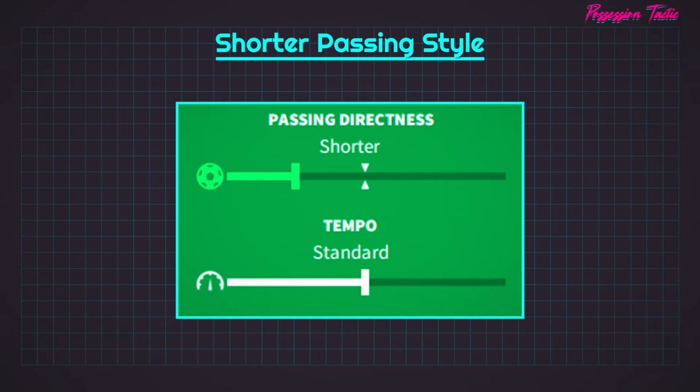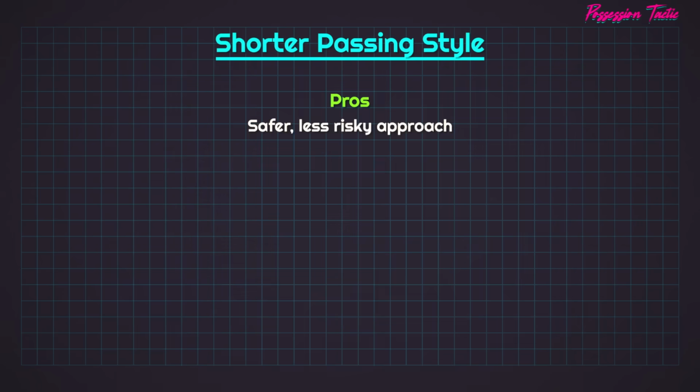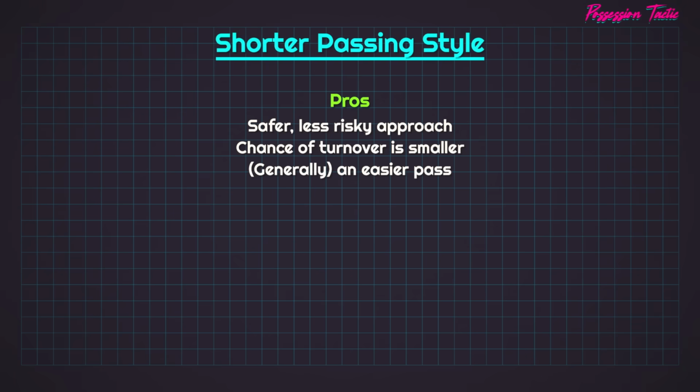A shorter passing style tells him to pass to the player closer to him, and then that player will then pass the ball along up the field. This is the safer, less risky approach, and it allows for a more patient style as we try and score. The benefit of this is that our chance of turnover is smaller, since we're not being reckless with the ball. The shorter pass is also generally an easier pass.